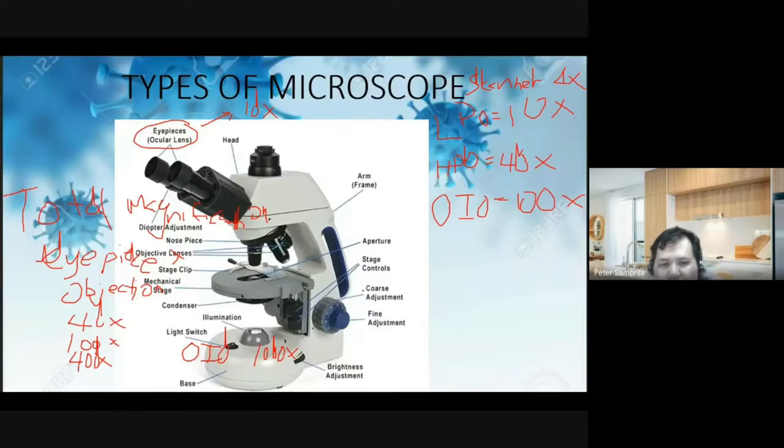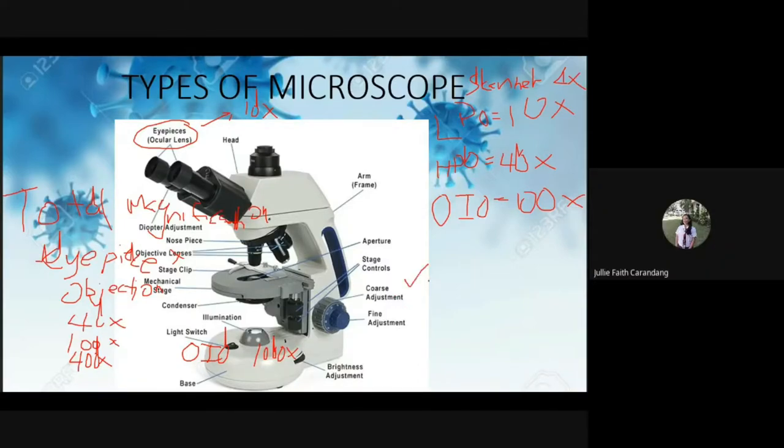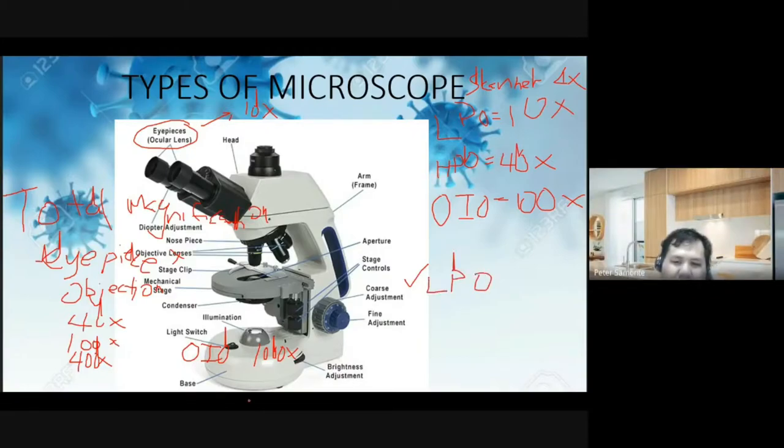Now, if you want to focus in LPO, among the two knobs between coarse and fine adjustment, which one would you choose? Coarse adjustment. All right, so this would be for your LPO. Now, how about your fine adjustment?